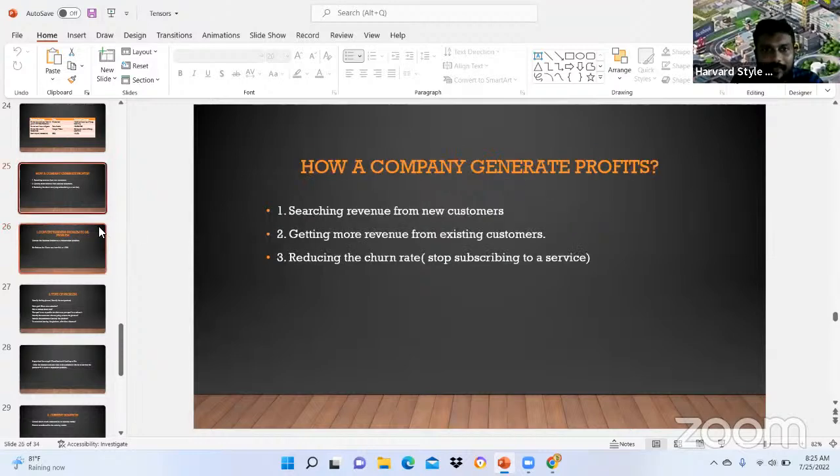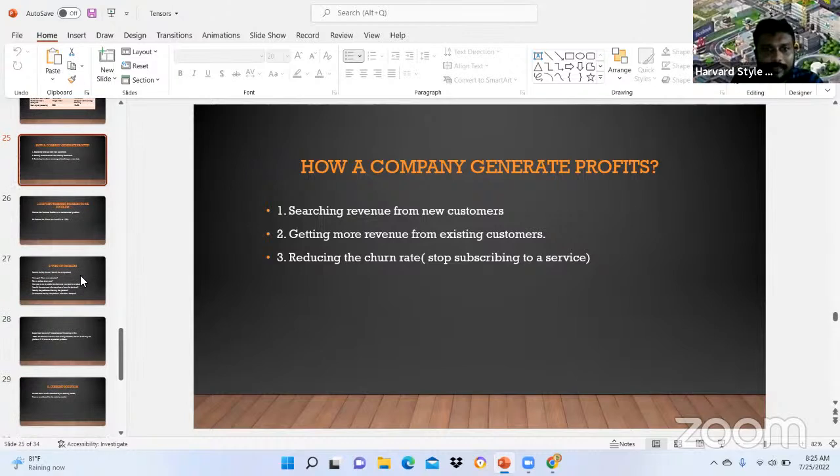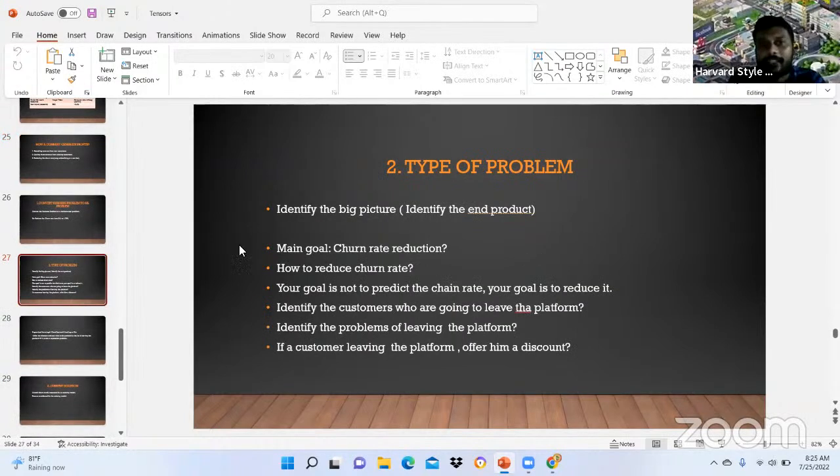Then we'll see the type of problem. Okay, now we have understood the first thing: convert your business problem into a machine learning problem. How do you do it? Include a mathematical concept, like churn rate reduced from 5% to 4.75%.